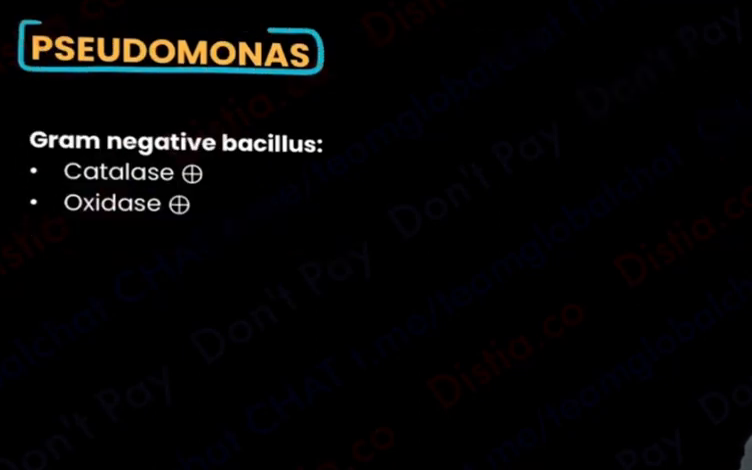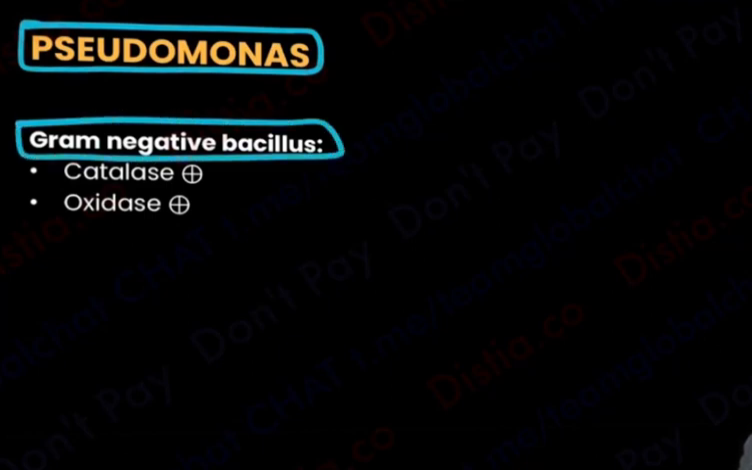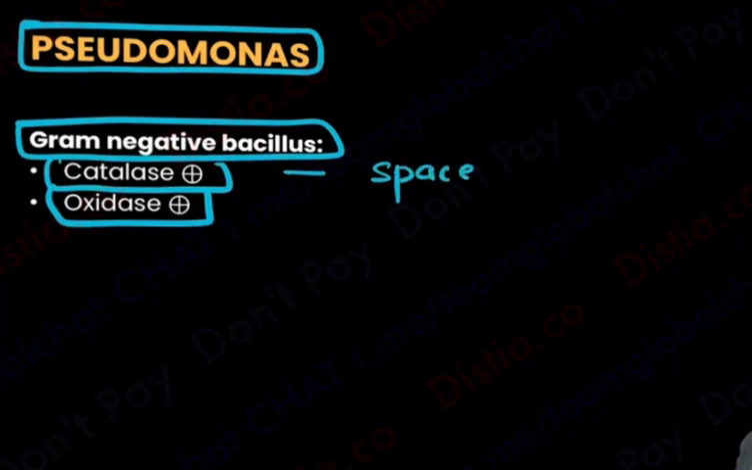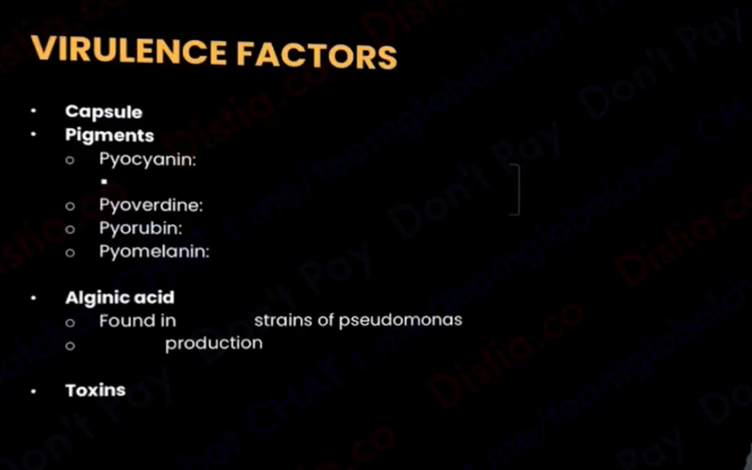Firstly, tell me, Pseudomonas is going to be a gram-negative organism, of course, and it is catalase and oxidase positive. Do you remember the mnemonic SPACE made for the catalase positive organisms, and in SPACE the P was for Pseudomonas? So this you already know. Virulence factors also you know. Pseudomonas is going to have a capsule, lots of pigments, alginic acid and some toxins. I know you know the mechanism of the toxins, but let's go one by one. Yes, it has a capsule.